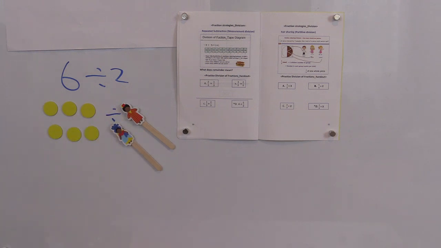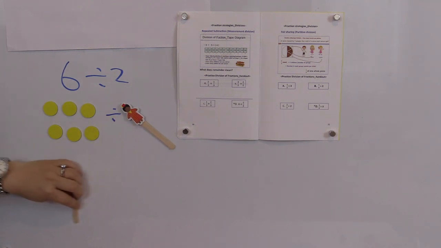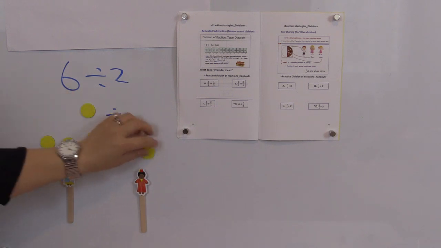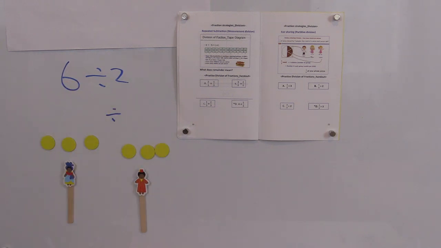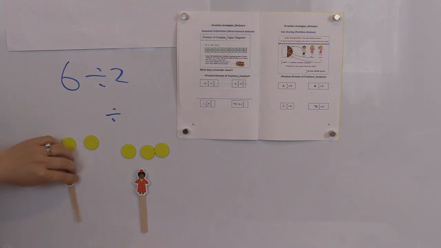6 cookies, so do we know the number of groups or the number in each group? We know the number of groups is 2, so we are going to share equally. One person gets 3 cookies, the second person gets 3 cookies. So this is the answer. This is one way. It is called a sharing problem, right? So we know the total cookies and the number of groups, and we want to figure out how many per person. That's one concept.